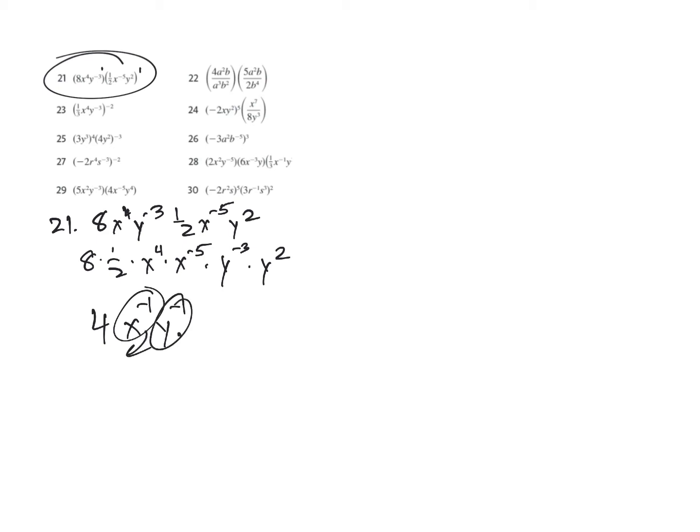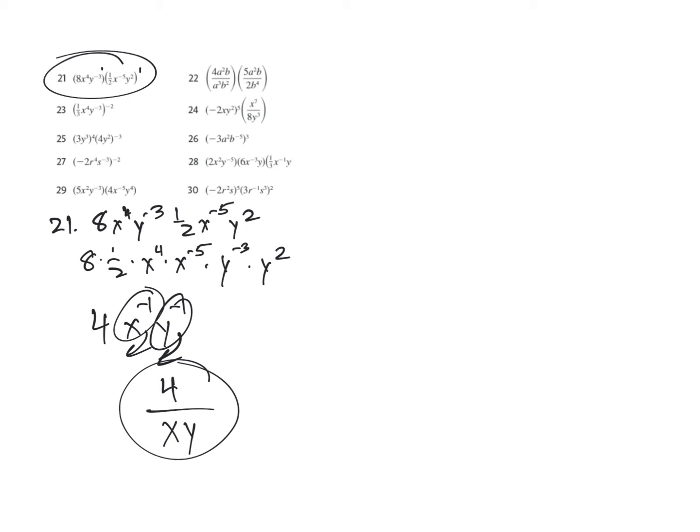So now rearrange everything. 8 times 1/2 times x to the 4th times x to the negative 5 times y to the negative 3 times y squared. Half of 8 is 4. 4 plus negative 5 is negative 1, and negative 3 plus 2 is negative 1. So this needs to be changed, and this needs to be changed. So our answer should be 4 over xy, both of those to the first power.